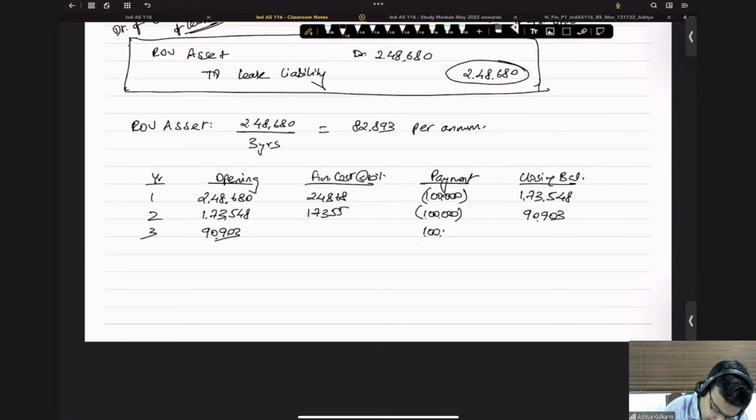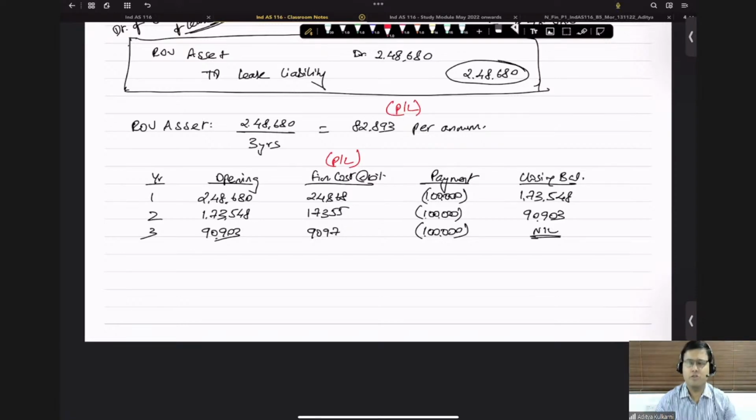So I will pay 1 lakh. So the balancing figure will be your finance cost. Because of rounding off, it's not coming accurately. Otherwise, it should be accurate. Okay. So this comes to 0. So where will the finance cost go? This will go in my P&L. This is also depreciation which goes in my P&L.